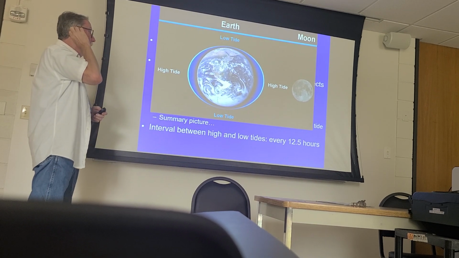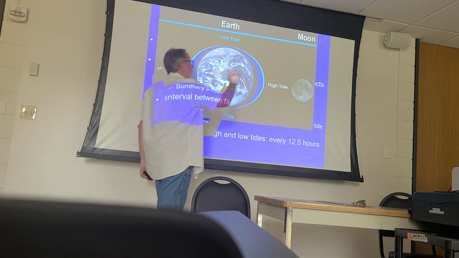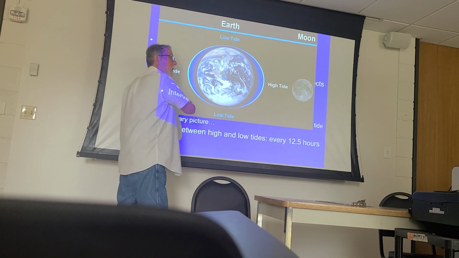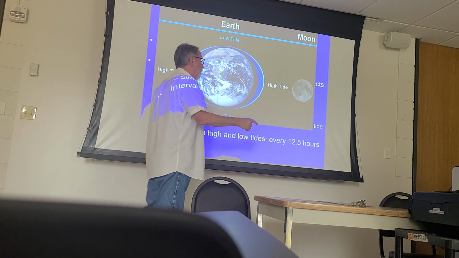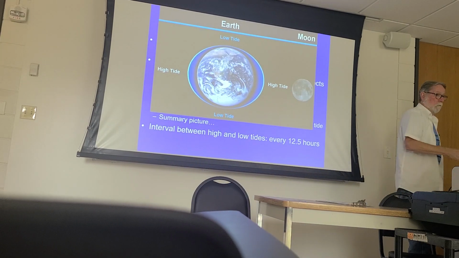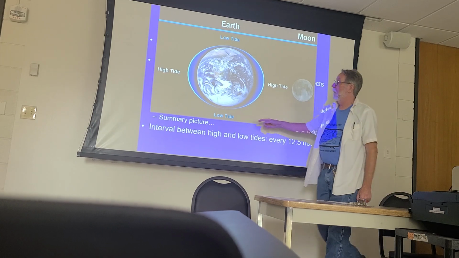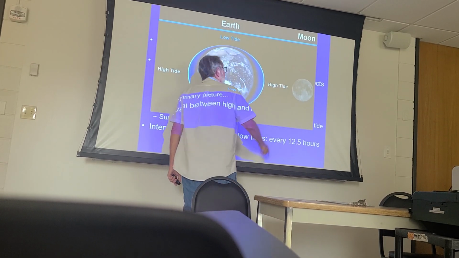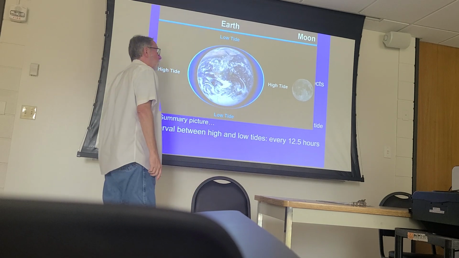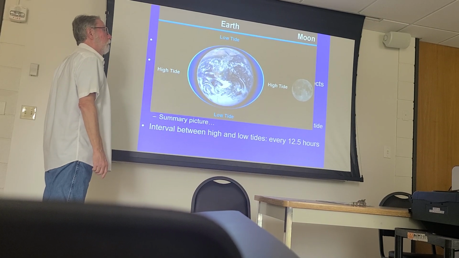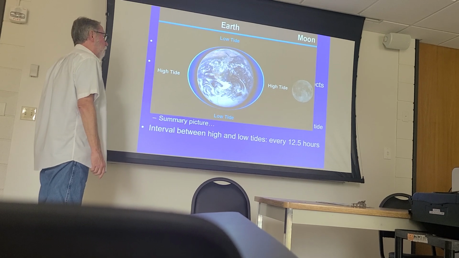Again, the moon moves around the earth to make a complete trip around the earth. So this is 12.5 hours to here, 25 hours to there. So basically it takes about 50 hours to come all the way around the earth.